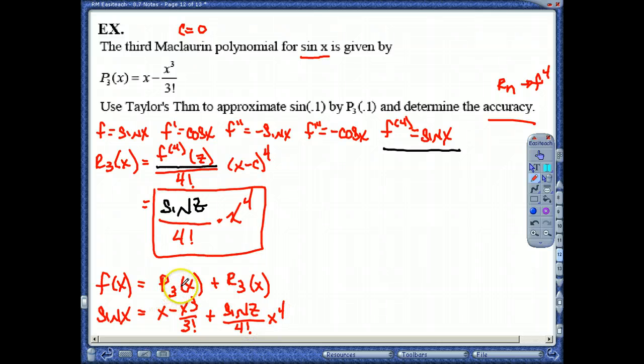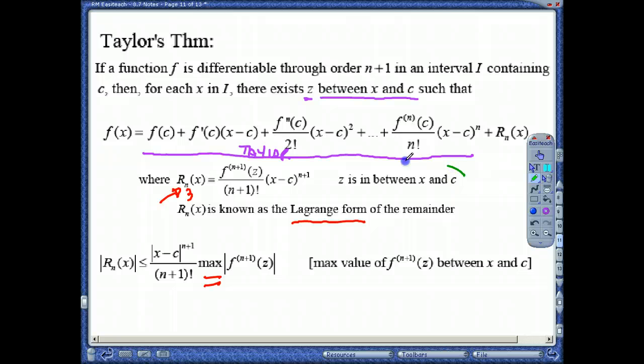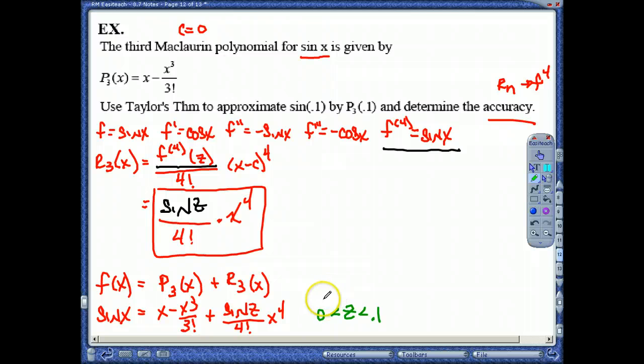Now remember that z is in between your c and your x. It's in between x and c. So that means z is going to be in between 0 and 0.1. With that Taylor polynomial, z is in between x and c, and you do want to write that in order. So that's where I got it: there's c and this is x.